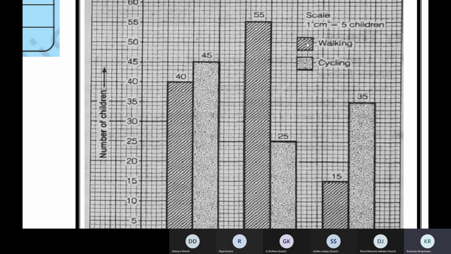You can alternatively use a blue color here and a yellow color here, or two different colors. Or you can color one and just leave the other one like that. Color only one of it, leave the other one like that. But whatever it is, you should mention that here. If you have colored one in blue, a small square or a small rectangle, color it in blue and say walking. The other one, if you've just left it like that, just show a square like this. It's empty, so leave it empty and say cycling.